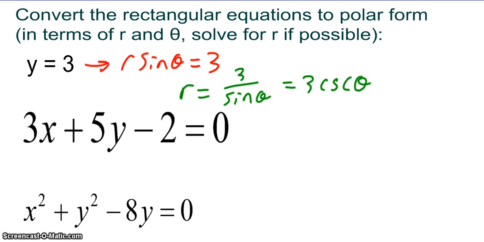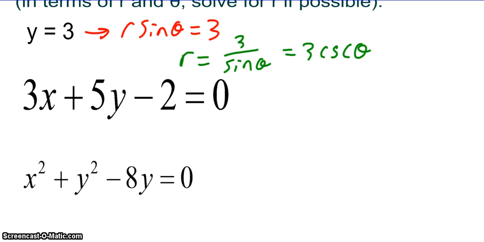So I want you to try and use the conversions that you know to write this rectangular equation in polar form and to write this rectangular equation in polar form. Pause the video, unpause when you're ready to check your work.